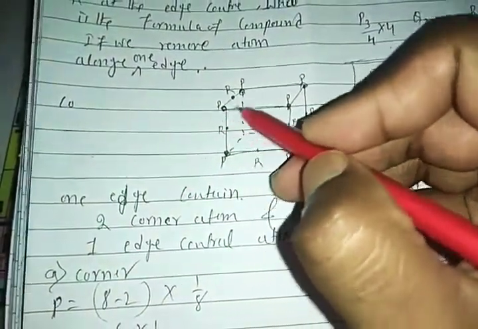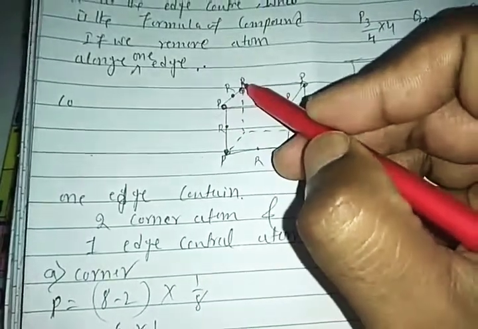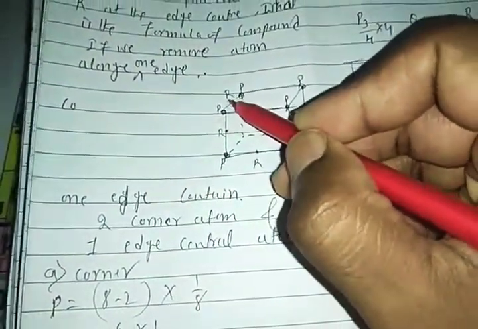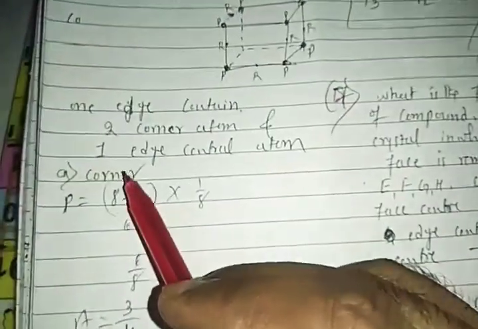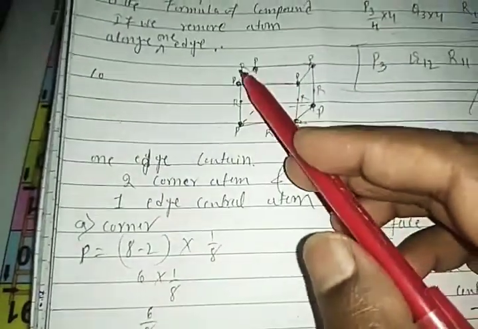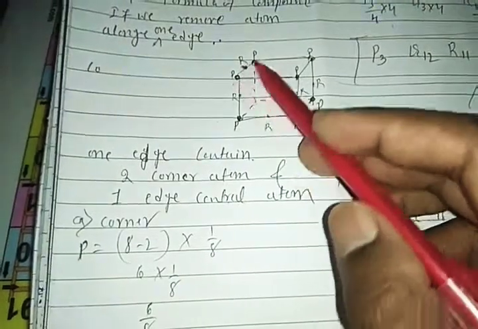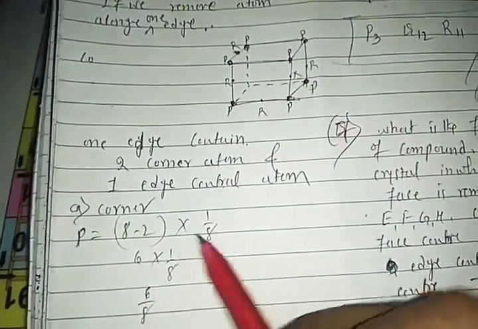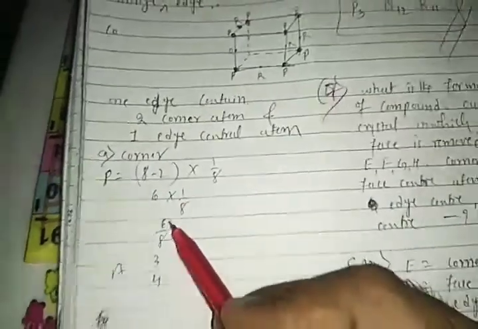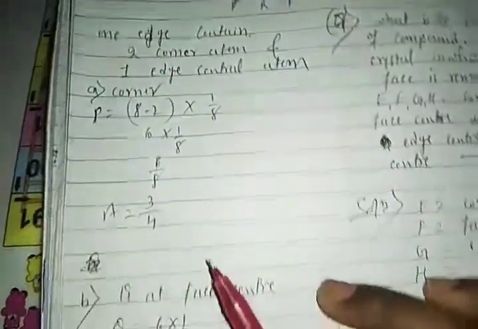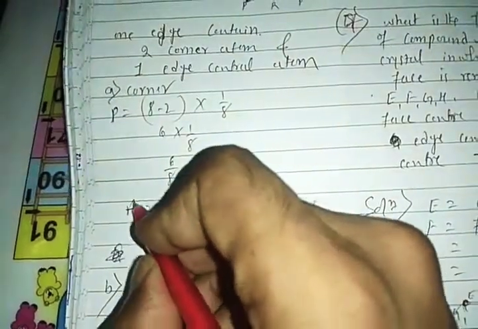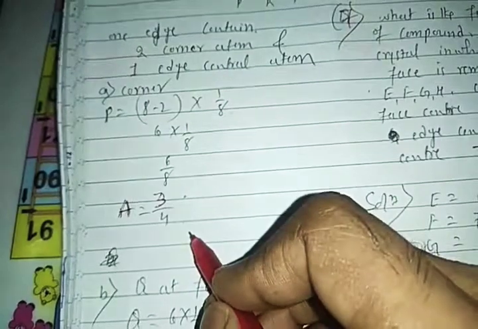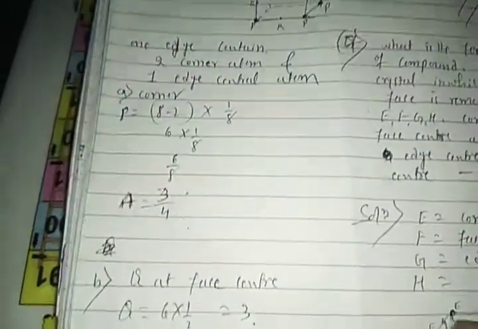These are the two corner atoms, P. One edge central, one R. Right, friends? So two corner atoms are removed out of 8. So 8 minus 2, into 1 by 2 contribution, that is 6 by 8. The formula is P equal to 3 by 4. Yes, friends.